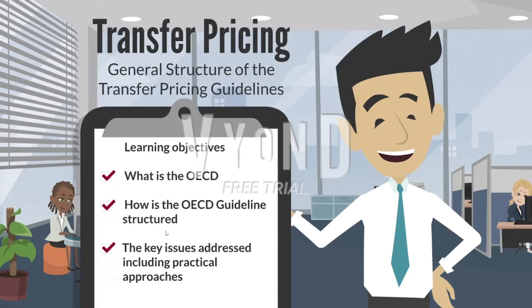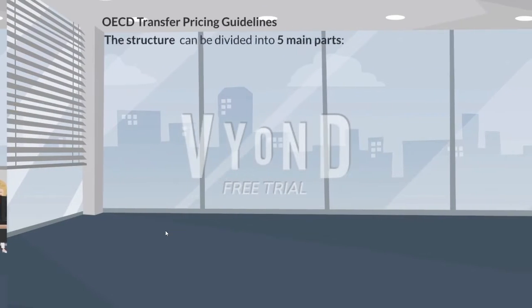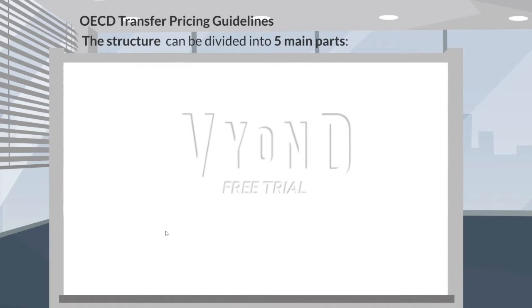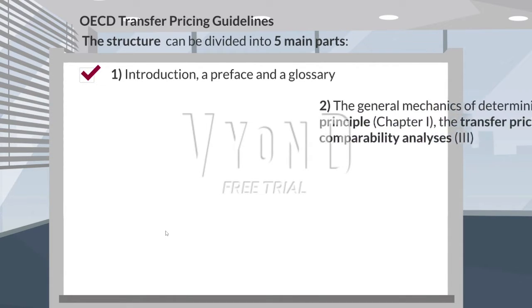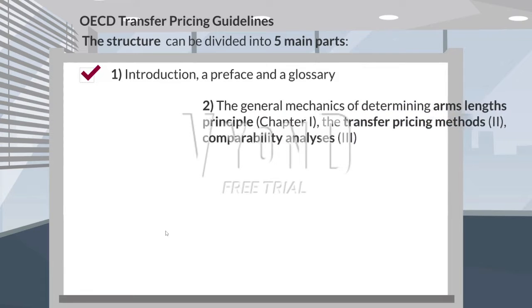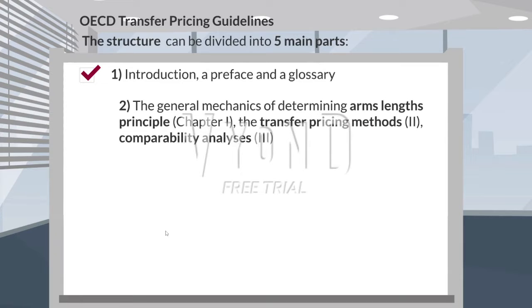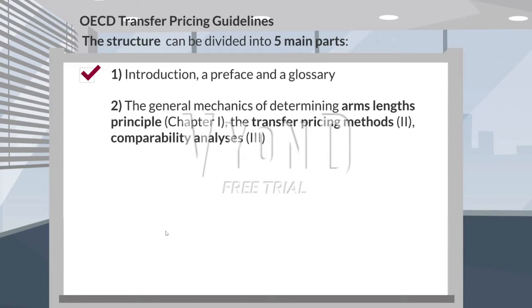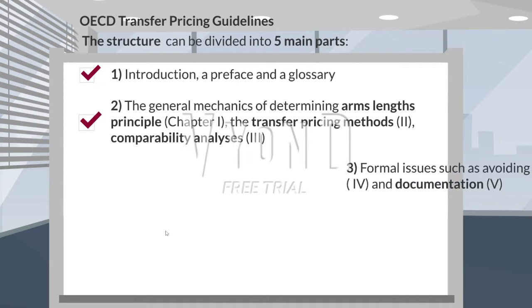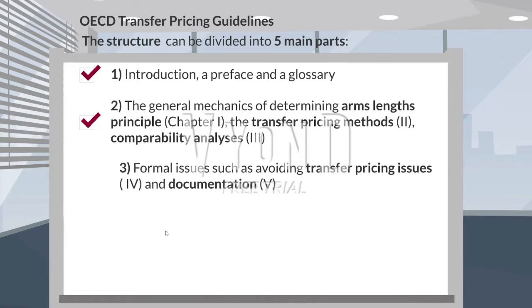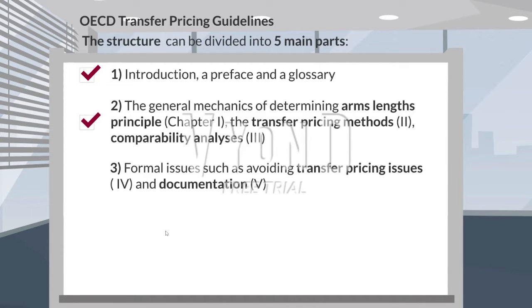Transfer pricing. The structure of the OECD transfer pricing guidelines can be divided into 5 main parts. First, an introduction, consisting of a foreword, a preface, and a glossary. Second, the general mechanics of determining the arm's length prices are illustrated. This important part consists of a guidance for applying the arm's length principle, the 5 transfer pricing methods, and a comparability analysis. Following with the important topic of an appropriate transfer pricing documentation and address formal issues such as avoiding and resolving transfer pricing disputes.